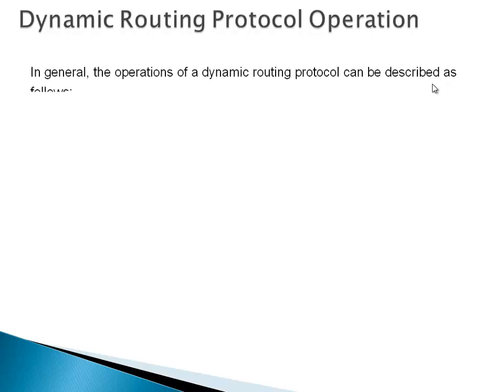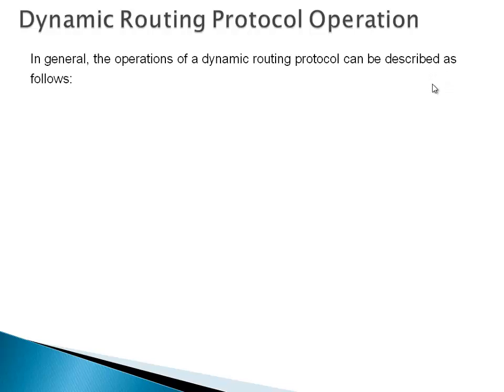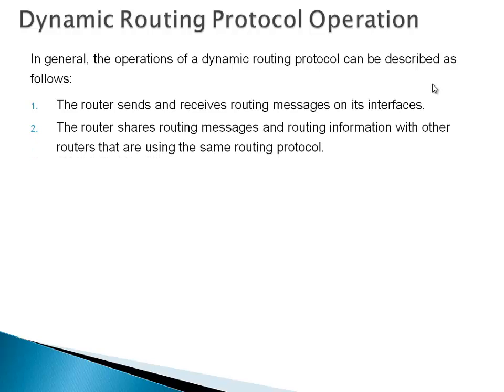Dynamic routing protocol operation. In general, the operation of a dynamic routing protocol can be described as follows. The router sends and receives routing messages on its interfaces, like hello messages, update messages, request messages, acknowledgements, and so on. The router shares routing messages and routing information with other routers that are using the same routing protocol.